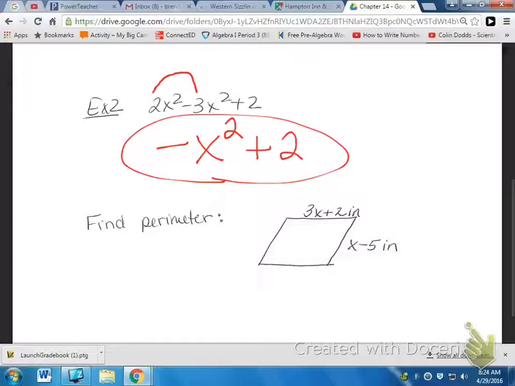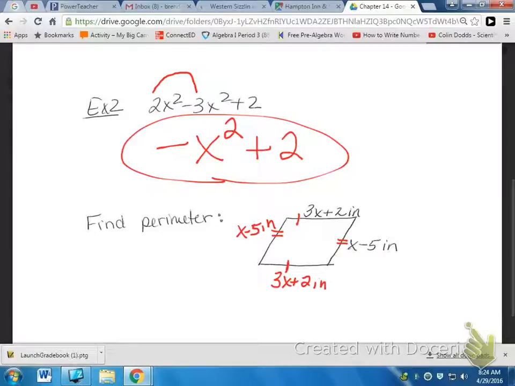Now, one thing about a parallelogram that doesn't have to be shown is this. Those two sides have to be the same measure, and those two sides have to be the same measure. So those little tick marks will indicate to you what's the same. If it says it's a parallelogram or shaped like a parallelogram, then you know automatically the opposite side is the same. That means that we've got another 3x plus 2 down here and another x minus 5 over here.